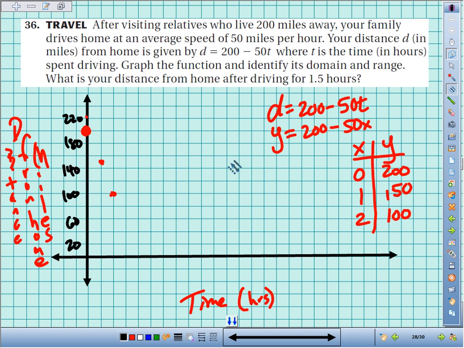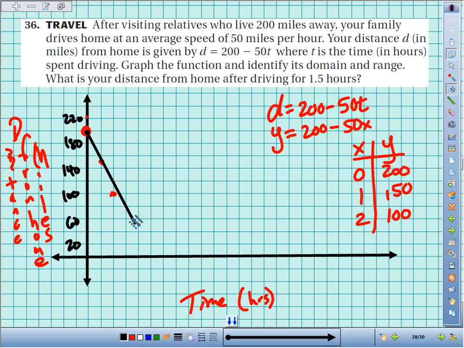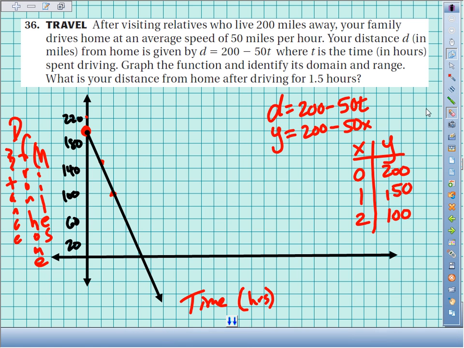So instead, what if I made a ray? Because I know there's this one endpoint. What if I went like this? Stops and it goes forever this direction. Well, that doesn't make sense either, because if you're down here, you're looking at negative distance from home. That doesn't make any sense.